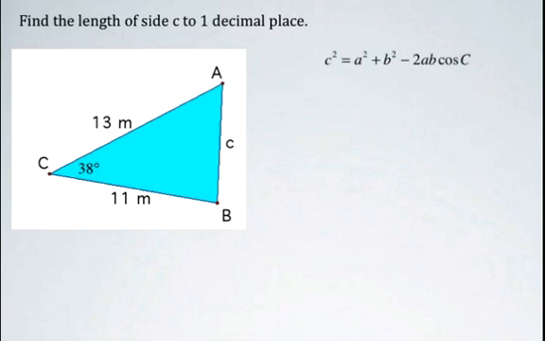So what you're going to do is sub in the values for A. Now A, remember, is 11. B is going to be 13. And cosine C is going to be cosine of 38 degrees. So then sub into the equation and solve for C, and then check your solution.